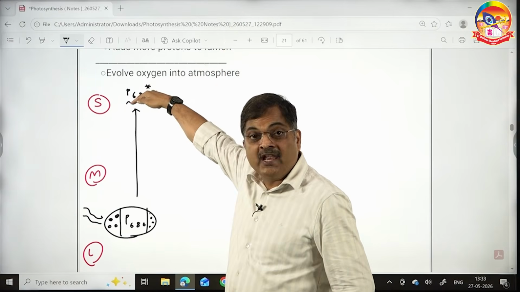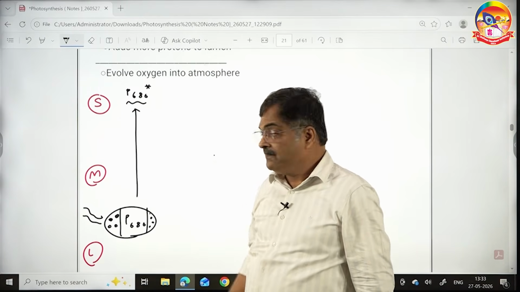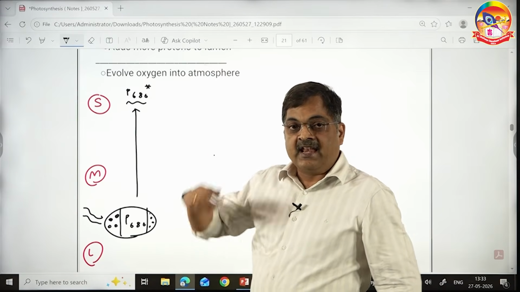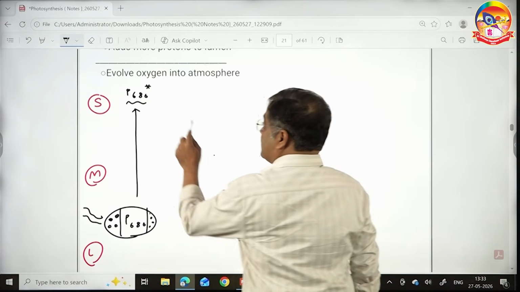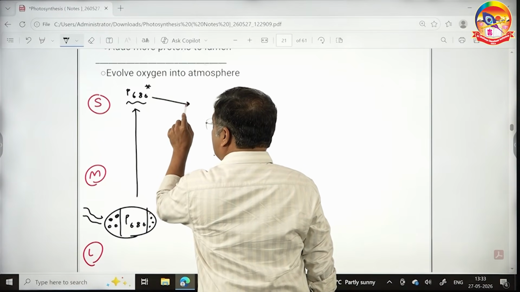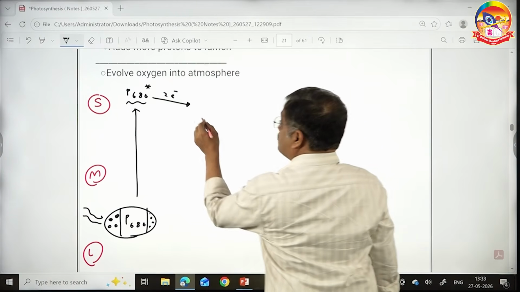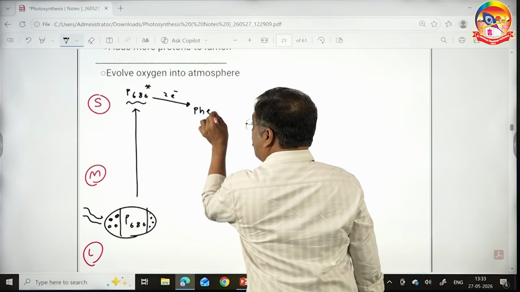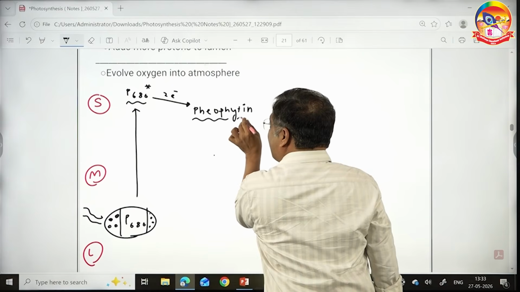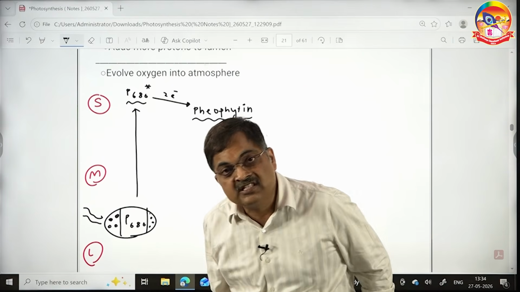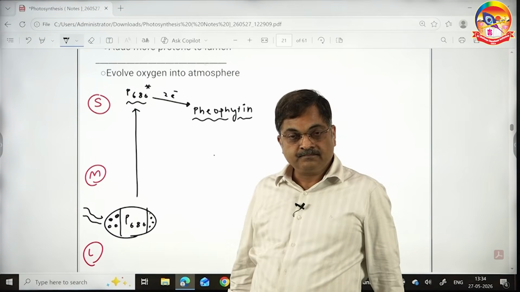This is the high energy electron. And what did you study? High energy means more unstable, isn't it, children? So this P680 star is an excited form of this P680 with high energy electron. So what does it do? This is going to lose its 2 electrons or 1 electron, whatever it may be. It's going to lose 2 electrons to a compound called pheophytin. This name is not given in your textbook. They said primary electron acceptor. They did not say what is that primary electron acceptor. This is pheophytin. No problem.